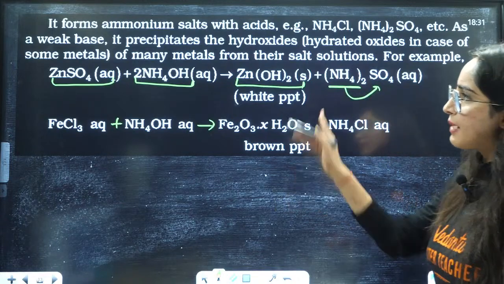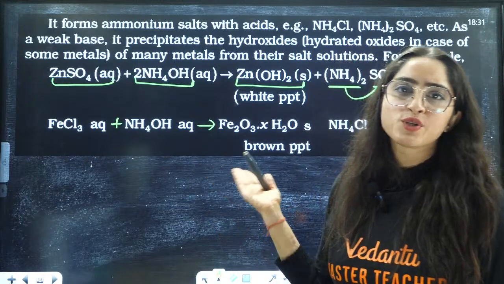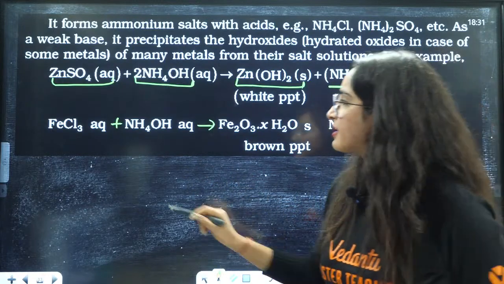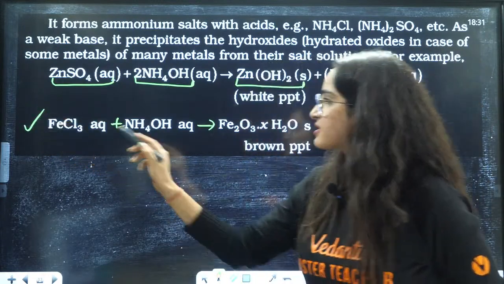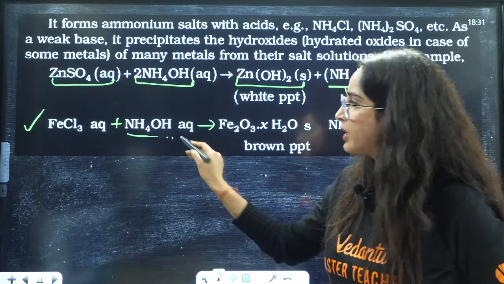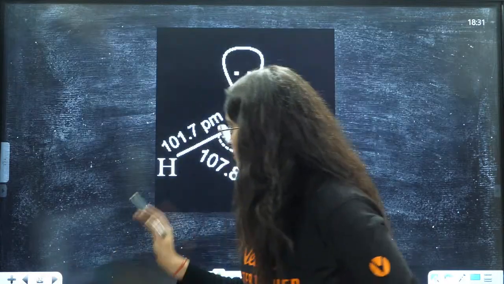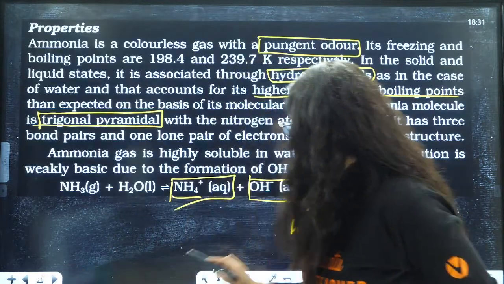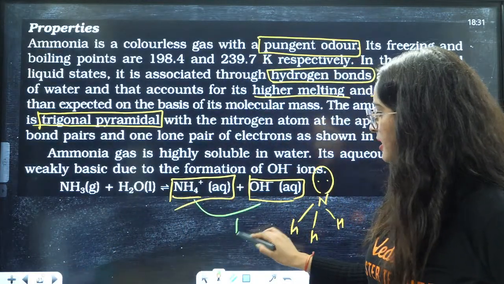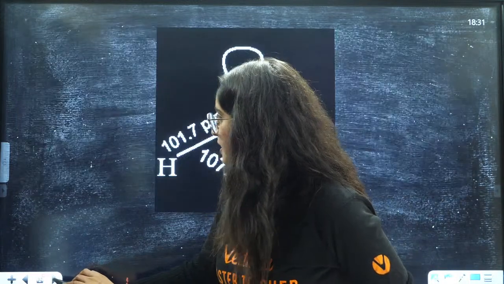So this is the example that they have given you. It is a displacement reaction, nothing else, right? So here, this is the next reaction they have given with the ammonium hydroxide. This ammonium hydroxide is the thing they are talking about.